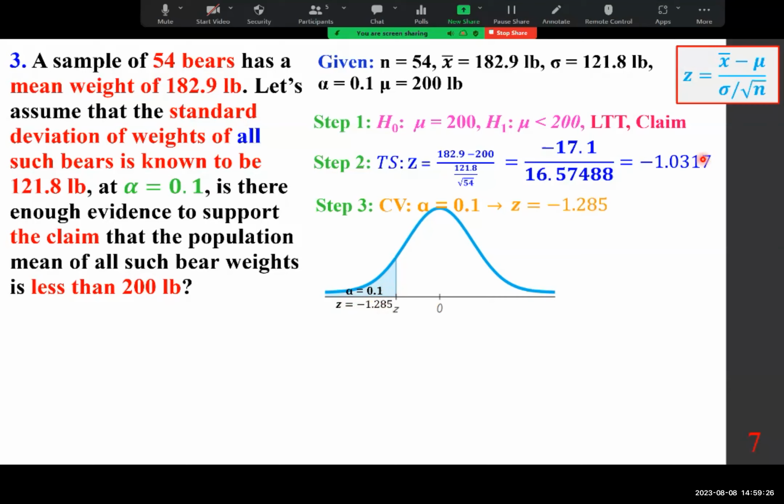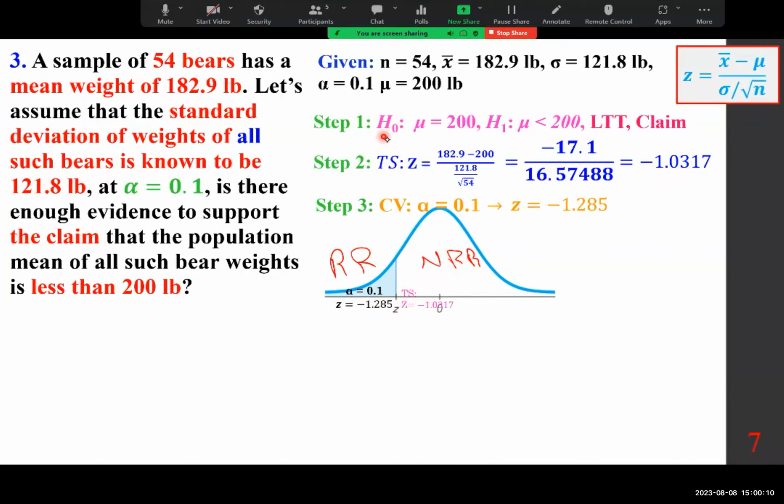Now, here's your test statistic. This is the rejection region. The tail is the rejection region, and this is a non-rejection region. This number either ends up here and you reject H0, or it ends up here, you do not reject H0. So where does this end? This number is larger than this number, and it ends somewhere here. It doesn't have to be perfect, but definitely it's in the non-rejection region. Non-rejection region, therefore, don't reject.